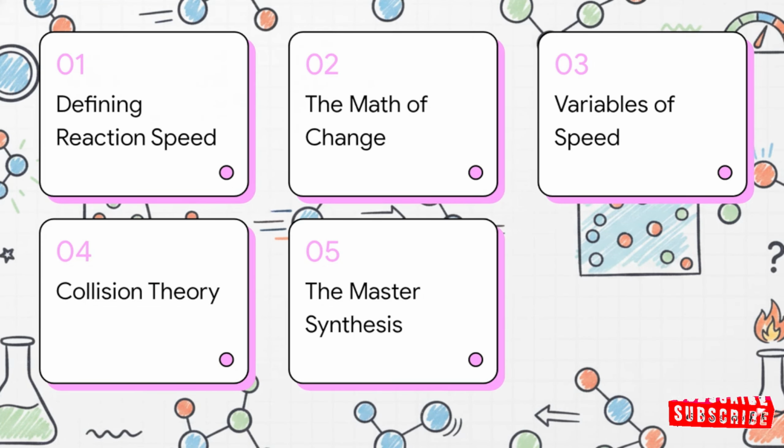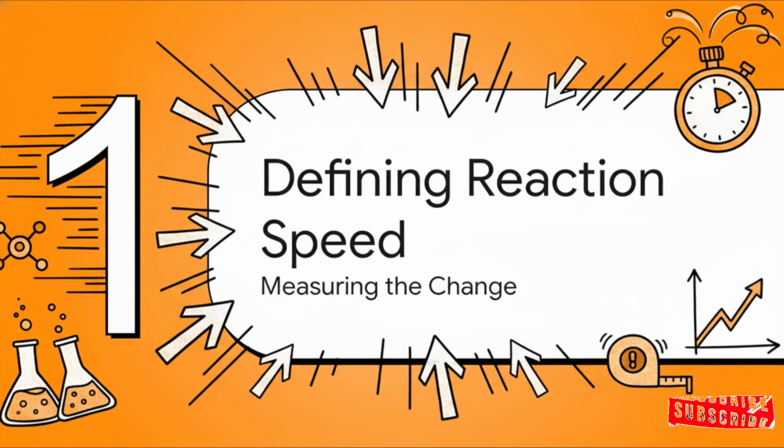Here is our quick roadmap for today. 1. Defining reaction speed. 2. The math of change. 3. Variables that control that speed. 4. Microscopic collision theory. And 5. The master synthesis. Let's jump into Section 1, Defining Reaction Speed and How We Measure the Change.